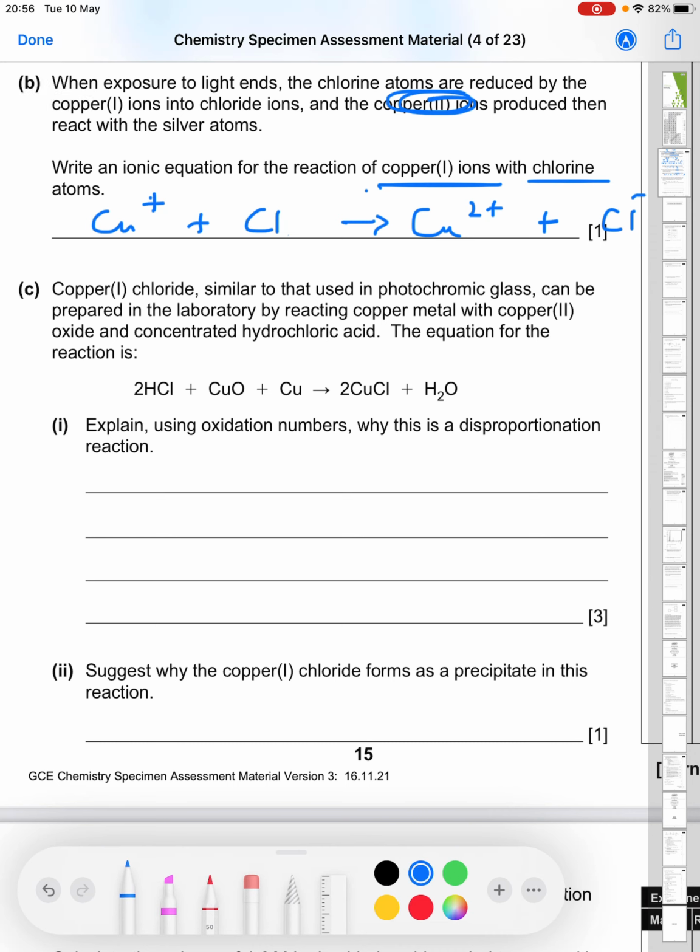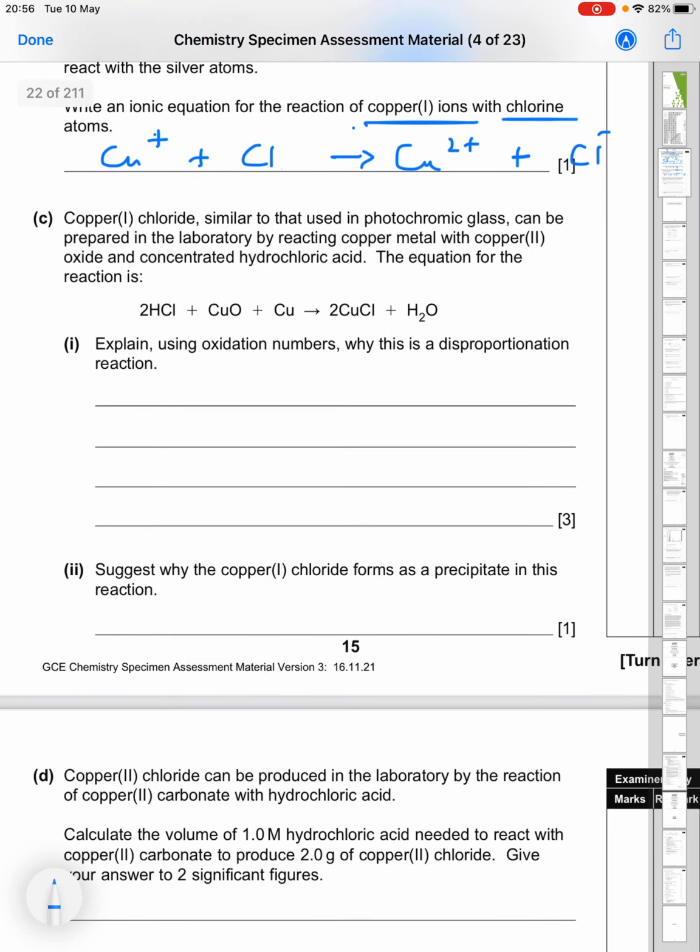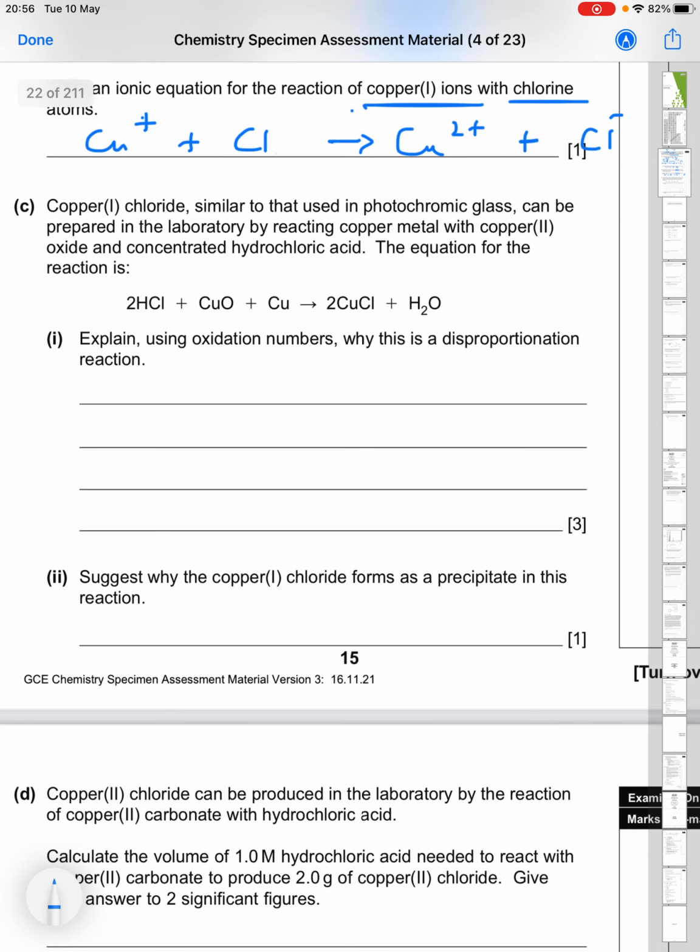So I could say that's just to illustrate the importance of reading the question properly, but it's just me not reading it properly. So copper 1 chloride, similar to that used in photochromatic glass, can be prepared in the laboratory by reacting copper metal with copper 2 oxide and hydrochloric acid. The equation for the reaction is given here. So explain using oxidation numbers why this is disproportionation.